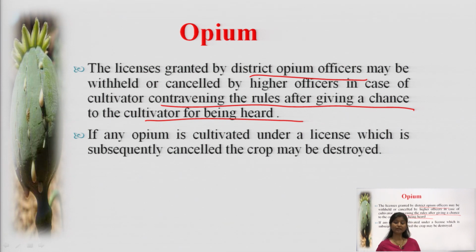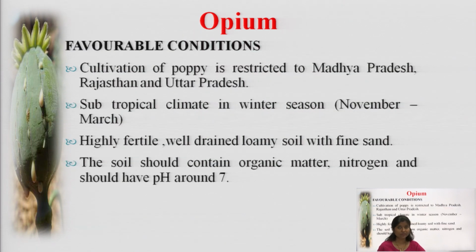You will not be getting a third chance to do it further. So these are some particulars which are important with regard to opium cultivation, the documentation work that is essential for the growth of the opium plant in your fields. Now coming to the favorable climatic conditions which are required for the growth of opium.